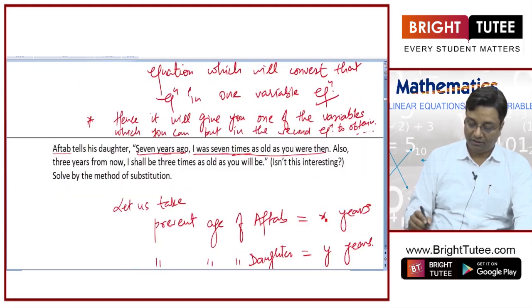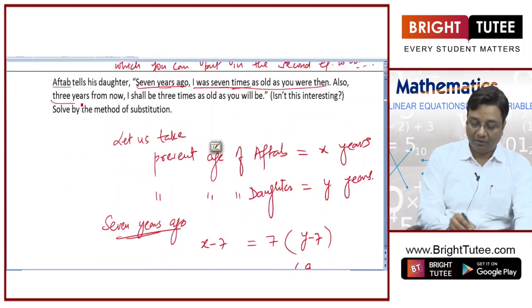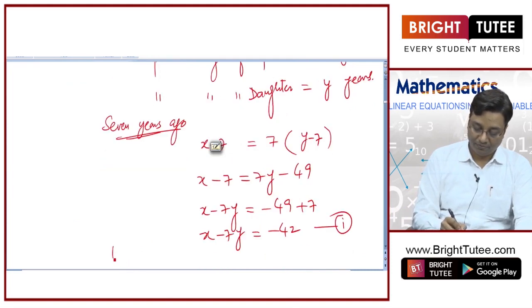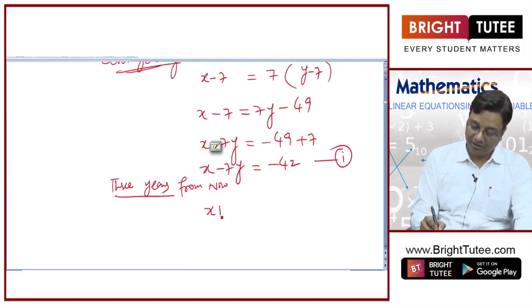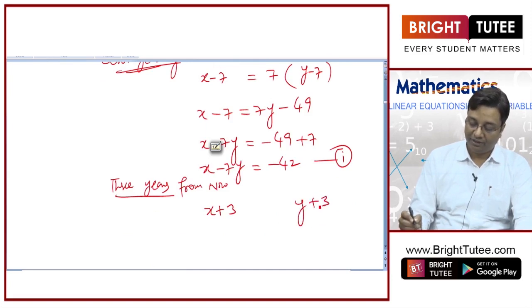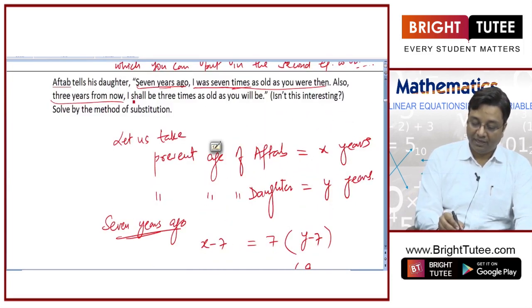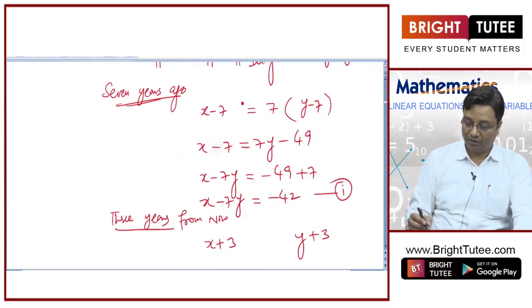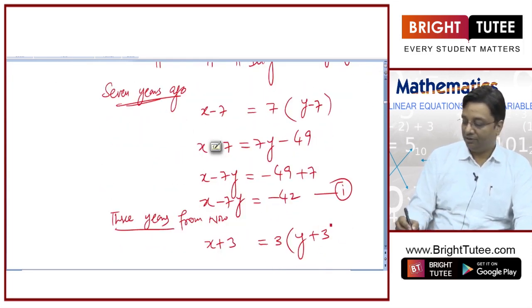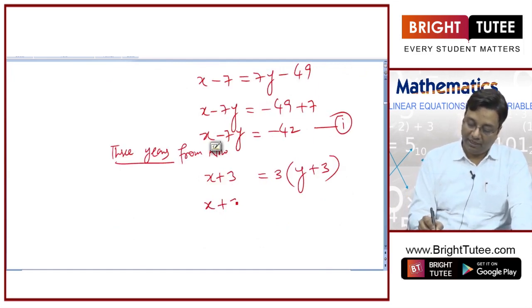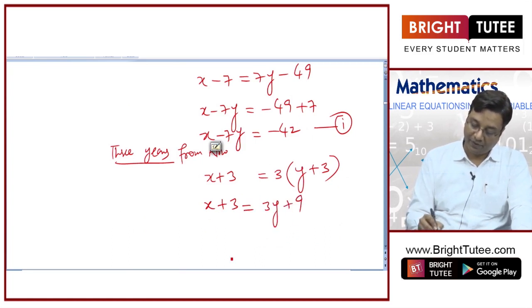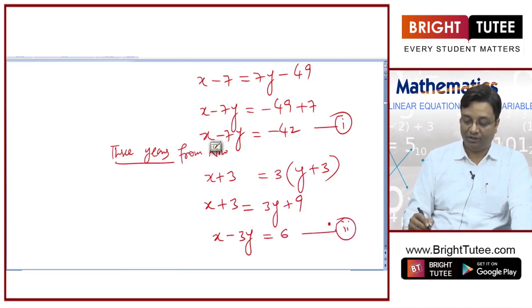Another situation is 3 years from now. So 3 years from now, Aftab's age will be x plus 3 and the daughter's age will be y plus 3. And what will be the relation? I shall be 3 times as old as you will be. So Aftab's age will be 3 times the age of his daughter 3 years hence. Now this will give me my second equation, which is x minus 3y equal to 6. So this is my second equation.